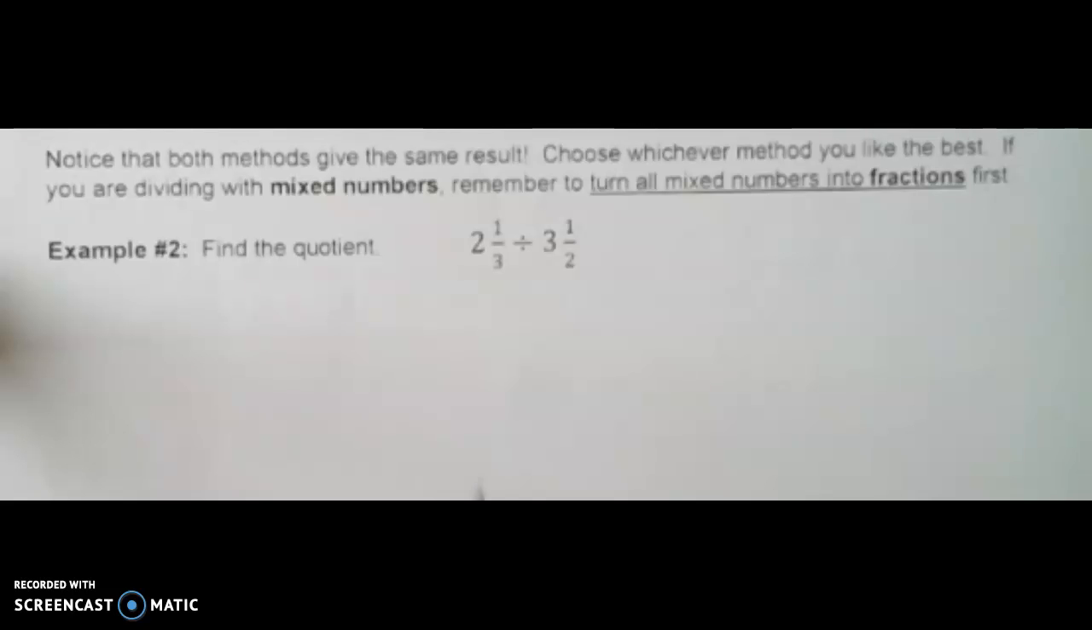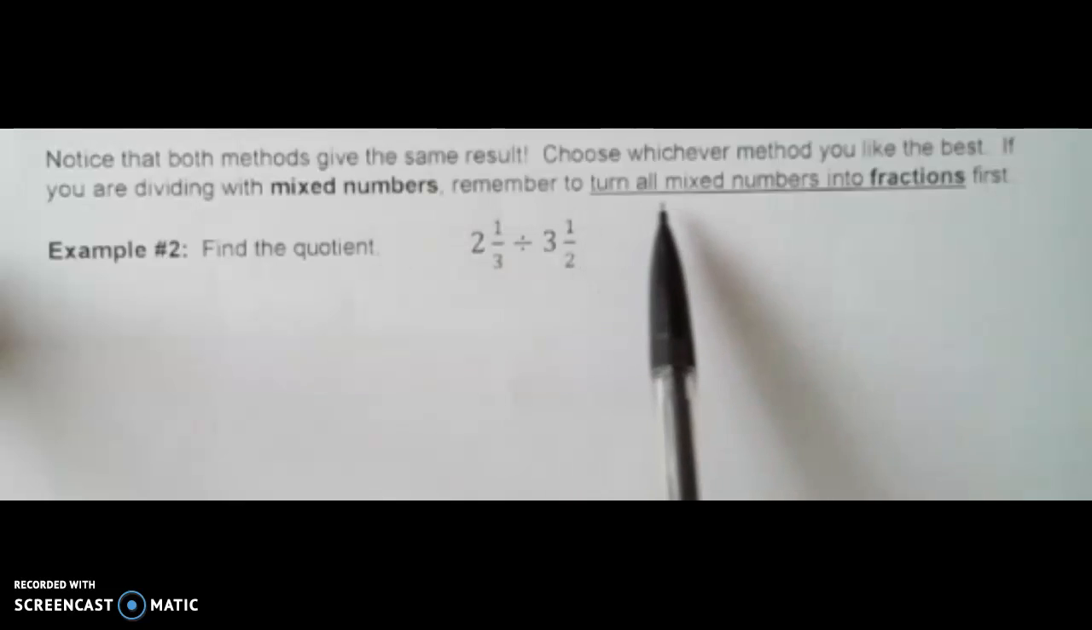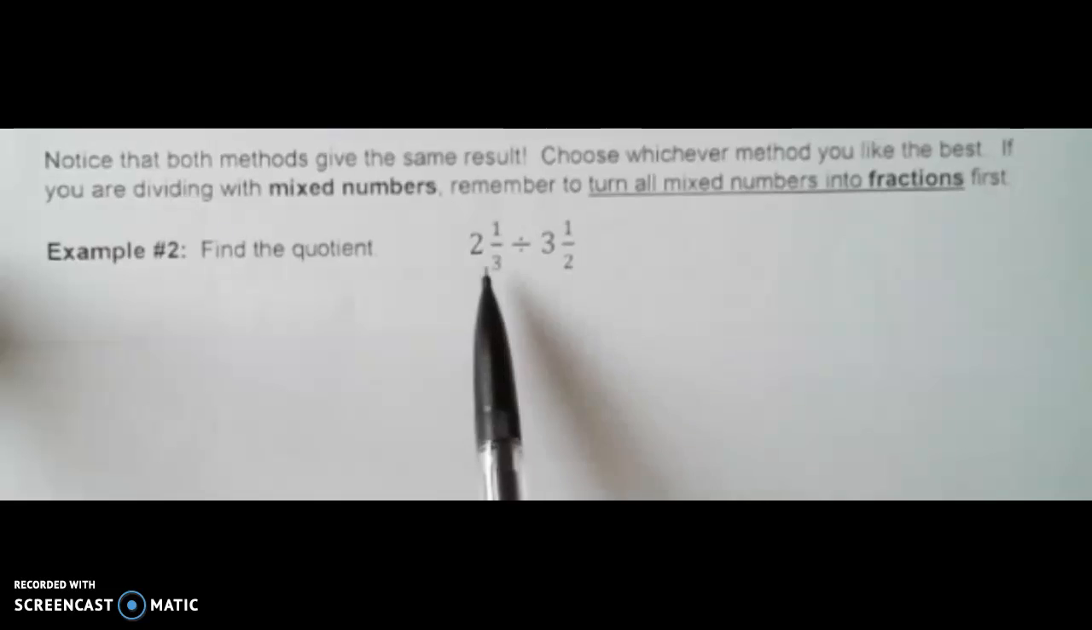In example 2, we have 2 1/3 divided by 3 1/2. These are mixed numbers. And we had just said that if you're dividing with mixed numbers, remember to turn all of your mixed numbers into fractions first. So that's going to be the first thing that we do. Let's rewrite this so that my mixed numbers become fractions.